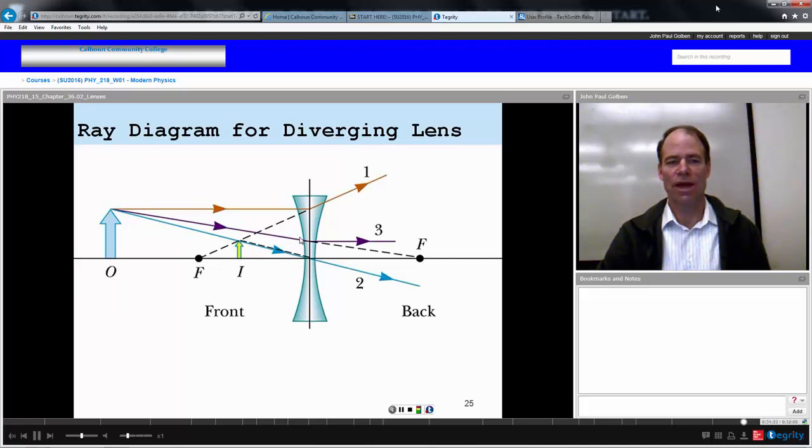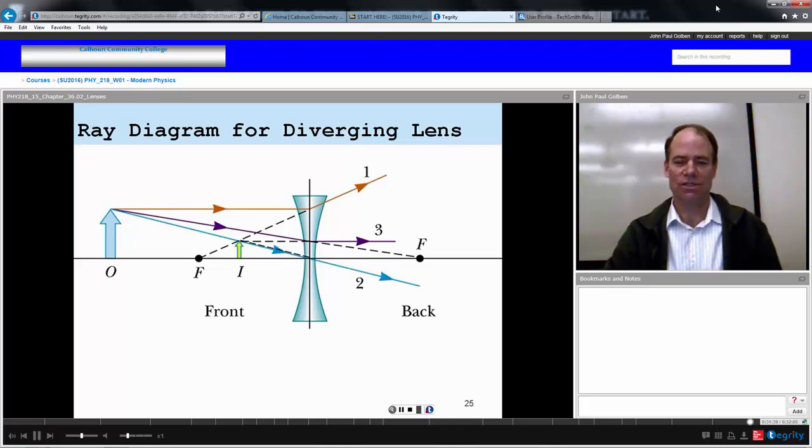Here's a third ray. It's headed towards the other focal point, and when it encounters the diverging lens, it comes out parallel. And if we follow that back, that also will converge on our image. So any two of these three rays would help us locate where this image is.